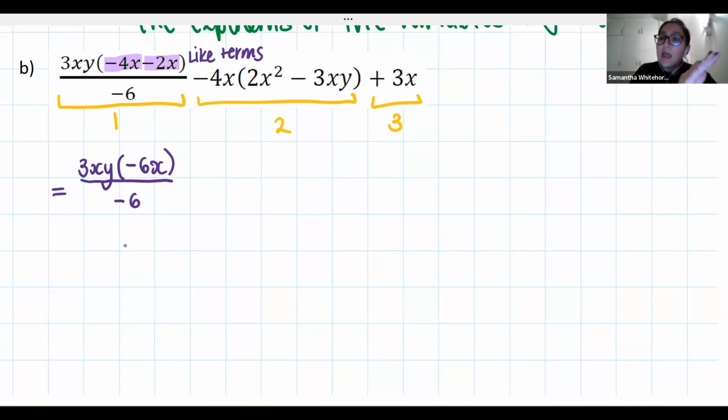We'll simplify as we go along. But so far, I've done a little bit to my first term. I'm starting to simplify it. I'm just going to leave my words for a second.